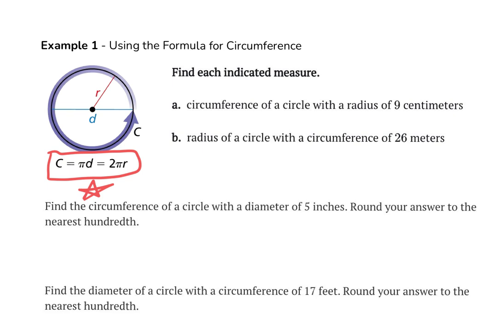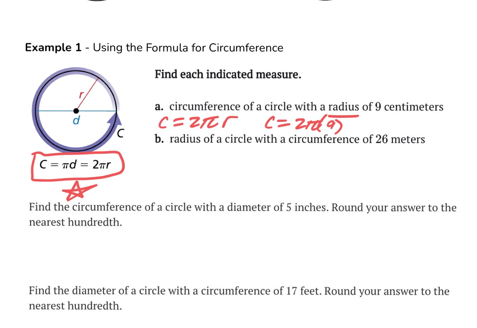We talked about radius and diameter in the last chapter, and so radius we know is half the circle. Diameter is all the way across going through the center. And they label them right here in that circle. So for the first one, if I have a radius, then the easier one to use would be 2 pi r, because we are given a radius of 9. So we would say C equals 2 times pi times 9.